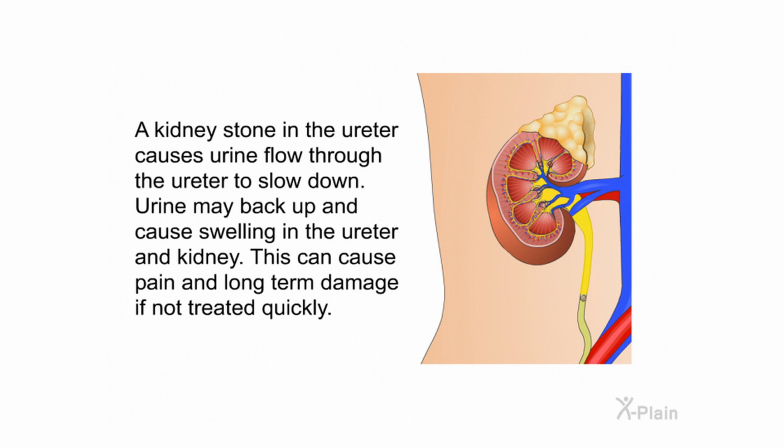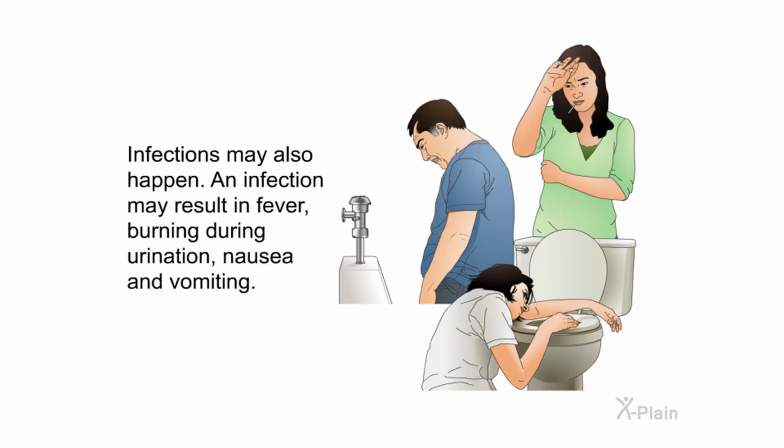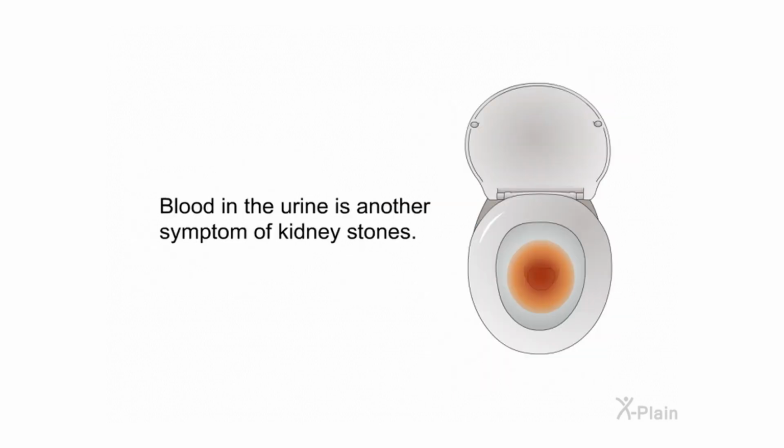A kidney stone in the ureter causes urine flow through the ureter to slow down. Urine may back up and cause swelling in the ureter and kidney. This can cause pain and long-term damage if not treated quickly. Infections may also happen. An infection may result in fever, burning during urination, nausea, and vomiting. Blood in the urine is another symptom of kidney stones.